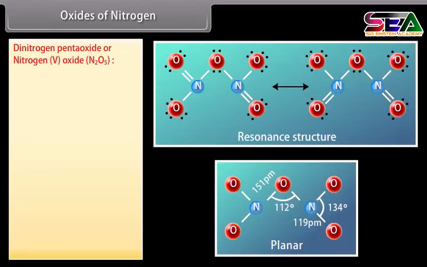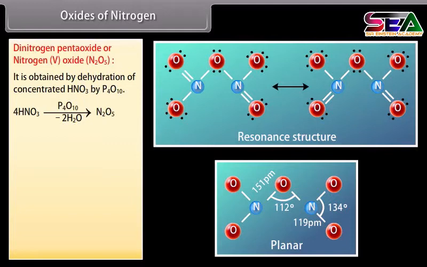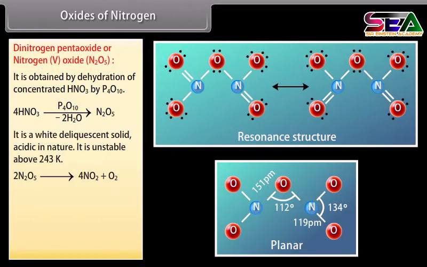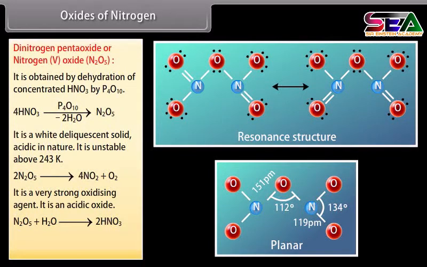Dinitrogen pentoxide, or nitrogen 5 oxide. It is obtained by dehydration of concentrated HNO3 by P4O10. It is a white, deliquescent solid, acidic in nature. It is unstable above 243 Kelvin. It is a very strong oxidizing agent. Many organic substances burst into flames on coming in contact with it. It is an acidic oxide.